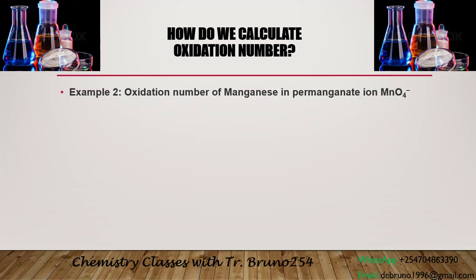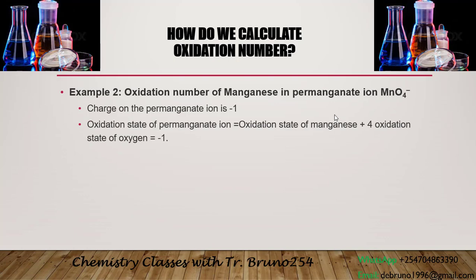The second example is calculating the oxidation number of manganese in a permanganate ion. The permanganate ion is shown in the chemical formula above, where we can see we have an overall charge of -1. To calculate the oxidation state of any given element in that formula, we have to equate the sum to the overall charge, which is -1. Therefore, we have the oxidation state of manganese plus the oxidation state of oxygen.